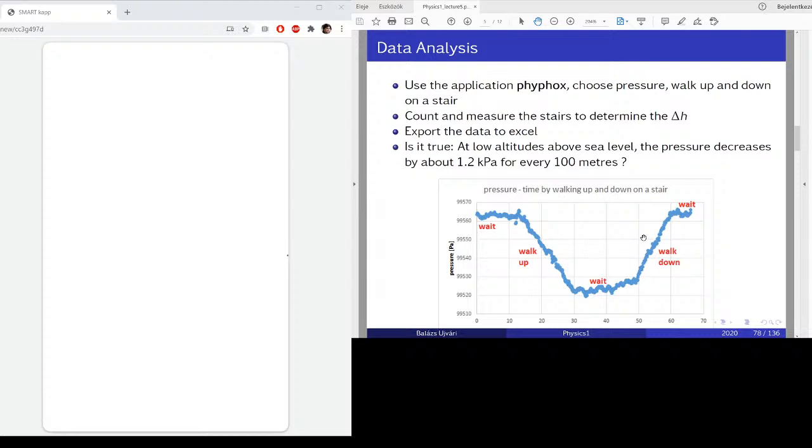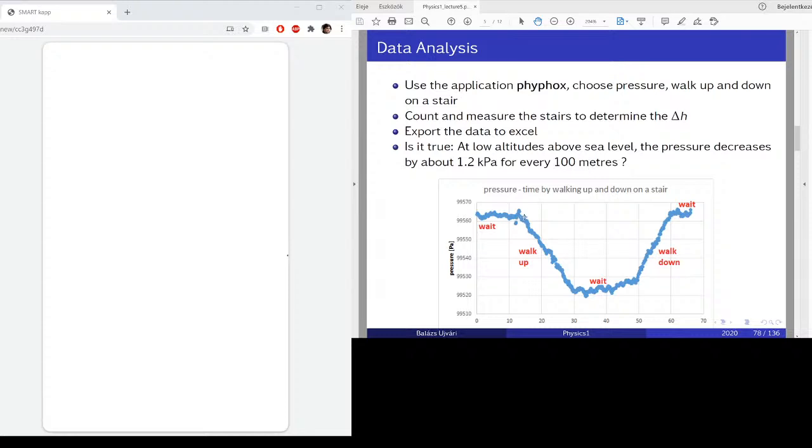Use the app. Since it measures the pressure at a given time, you also have to convert the time to meter. What I mean, at the beginning we wait a bit at the bottom of the stairs, then we walk up. Here you can see seconds, but we have to convert it to meter because I want to know how the pressure changes in every meter.